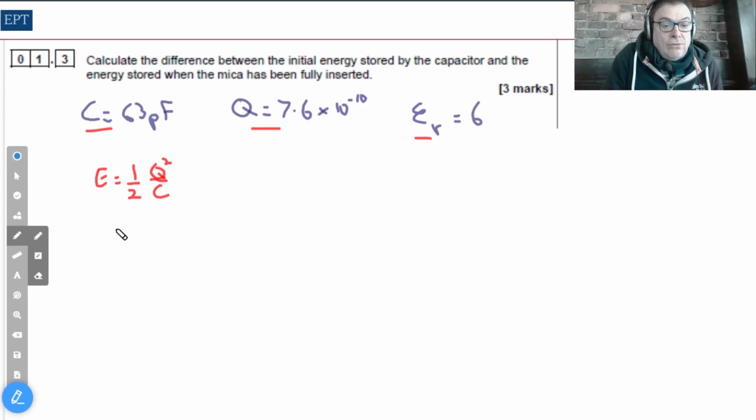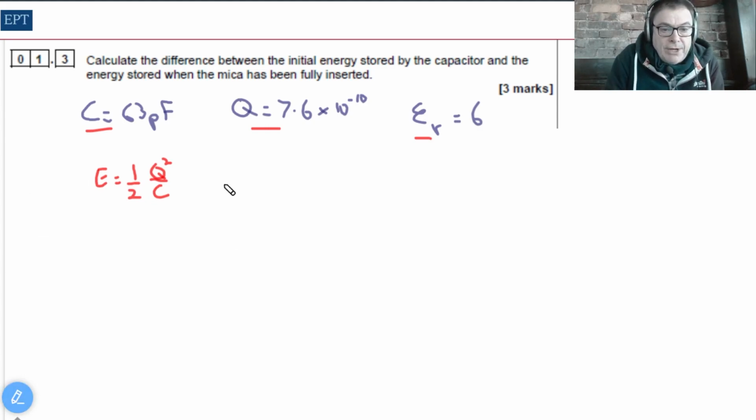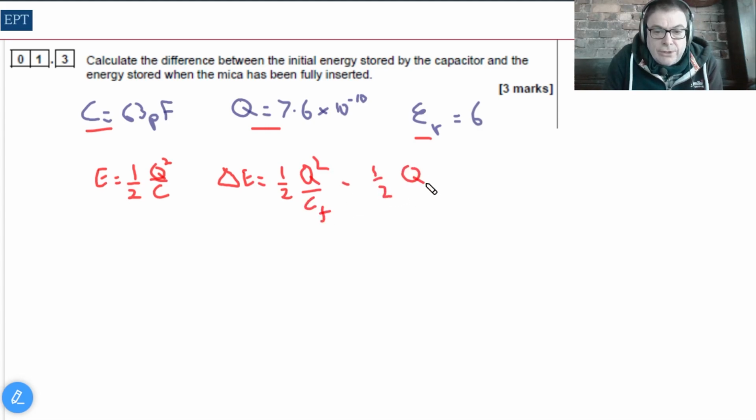And the formula for energy stored in the capacitor is half Q squared over C. There are other versions of that, of course, but we don't really want to get involved in having to calculate what the new voltage is going to be across the plates. So use this version. Okay, so how to proceed? Well, then we could say that the change of energy is going to be equal to a half Q squared over C final minus a half Q squared over C initial.